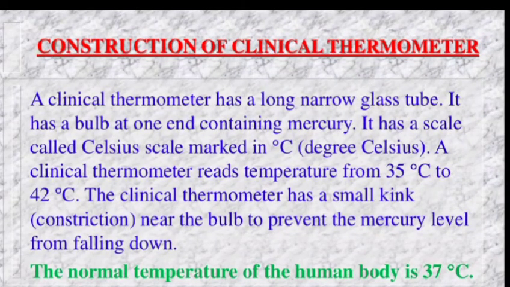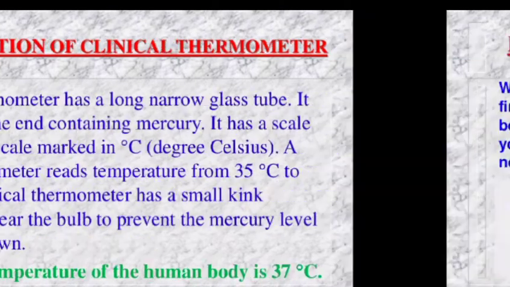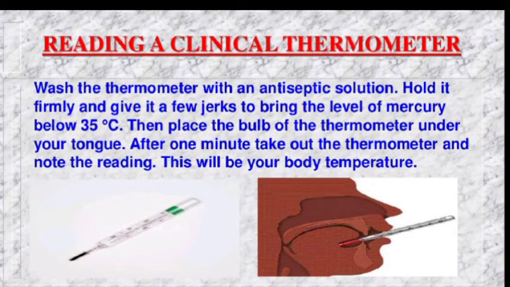So, how to use a clinical thermometer to measure the temperature? To check the body temperature, firstly, wash the thermometer with warm water or clean water or say with an antiseptic solution. Hold it firmly and give it a few jerks to bring the level of mercury below 35 degrees Celsius. Then place the bulb of the thermometer under your tongue. Keep it there for about a minute and after 1 minute, take it out and note the reading. This will give your body temperature.